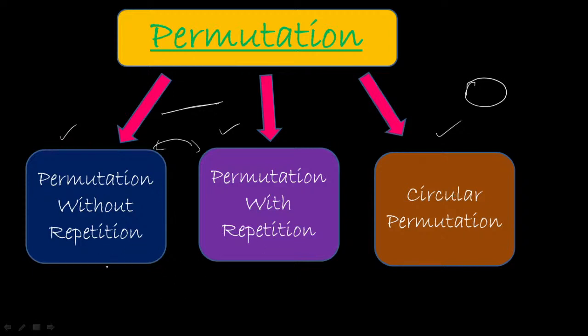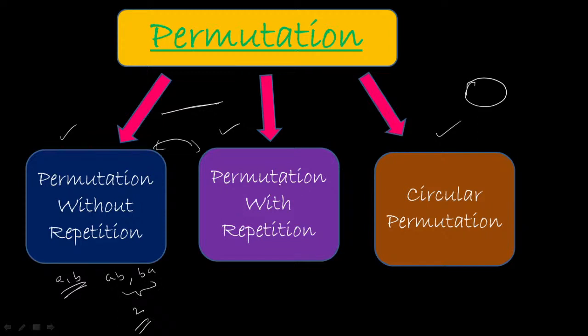Now, permutation without repetition, let me explain this in short without giving any formulas. I am going to take the same example that we discussed before. Suppose I take the two objects A and B. Permutation without repetition means every object has to occur only one time, that is AB and BA. So we have only two possibilities.